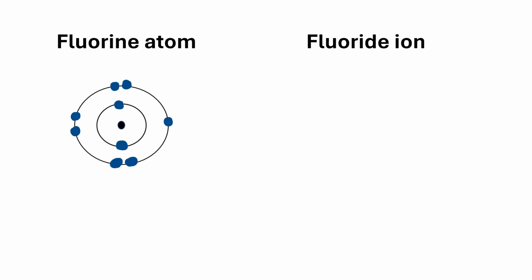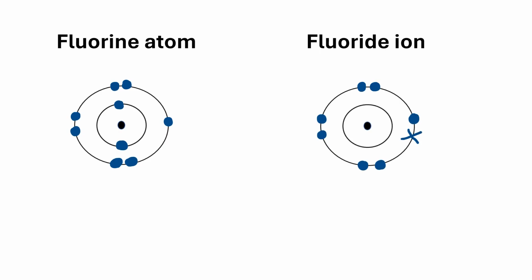Now, to be stable, it needs a full outer shell, so it needs to gain 1 more electron. So I'll draw it again now. It's changed into an ion. Now it's gained that extra electron, which I've shown with the cross. And with ions, we also draw brackets around the ion.